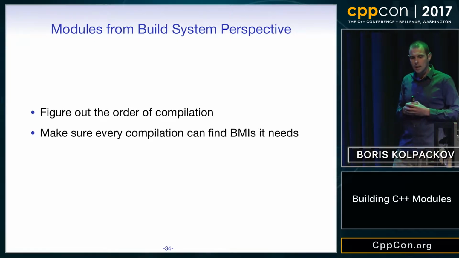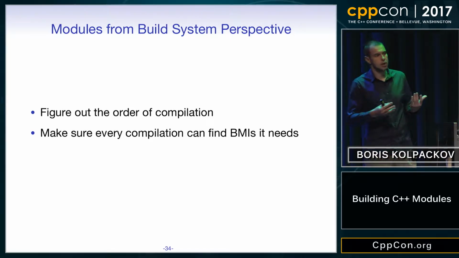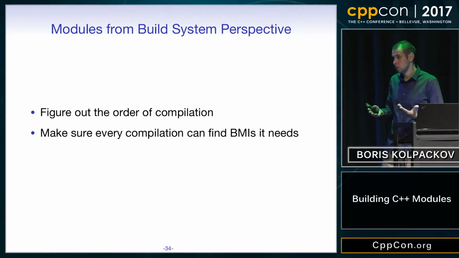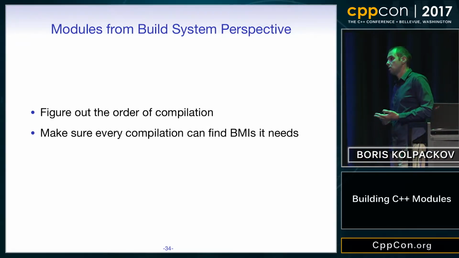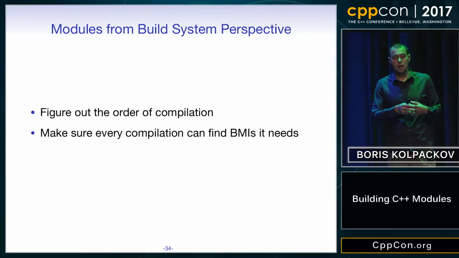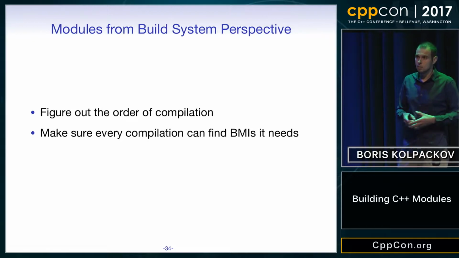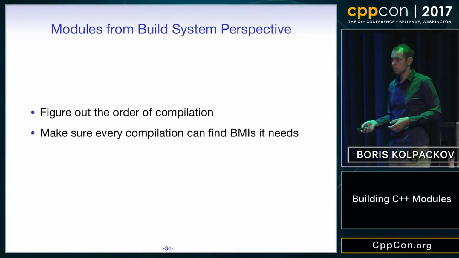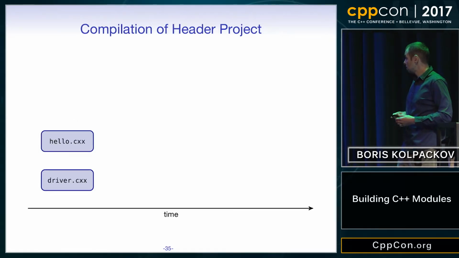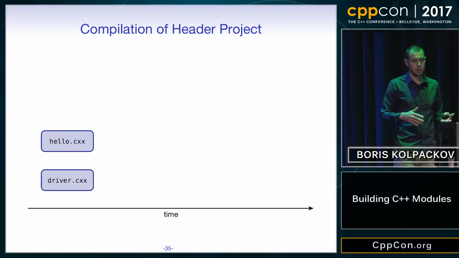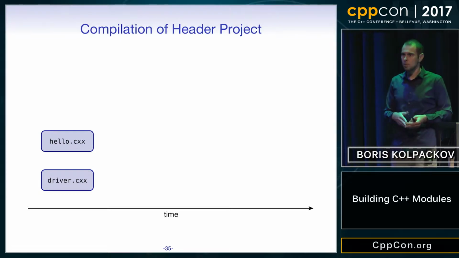So it looks like, in a nutshell, supporting modules in an existing build system boils down to two things. First of all, figure out in which order to build everything based on the import declarations. And then make sure that every compilation has access to the BMIs that it needs, to the modules that it imports. Well, the details are a little bit more complex, and to understand the implications of modules on our build process, let's take a look at a couple of build pipelines.